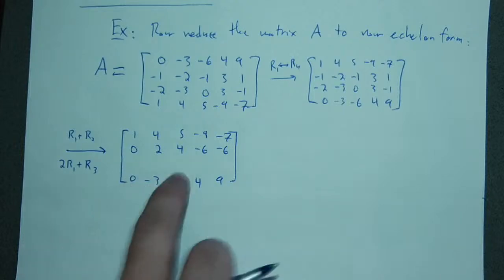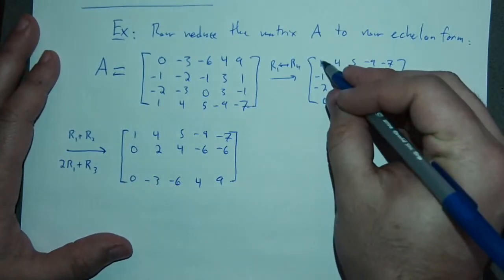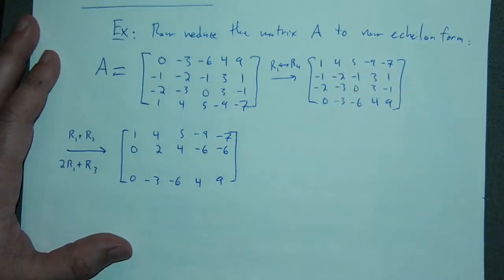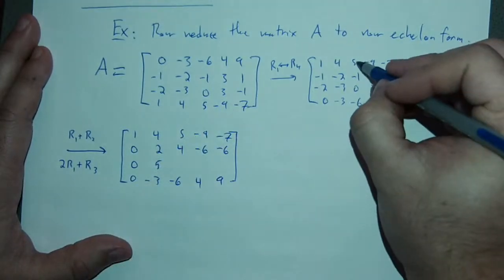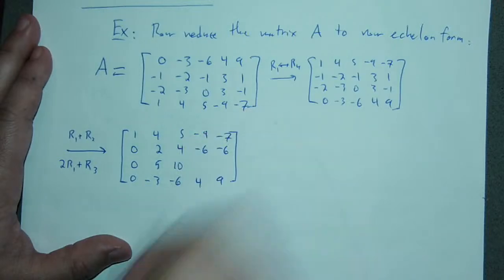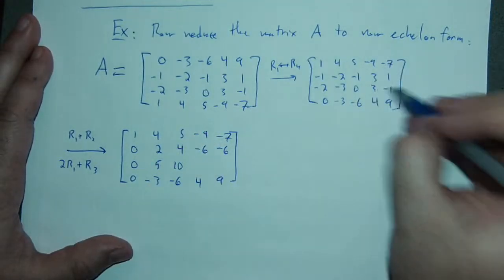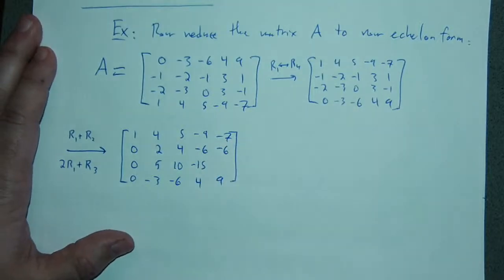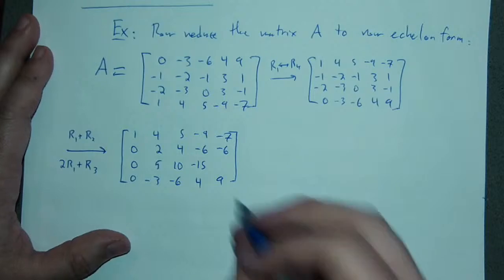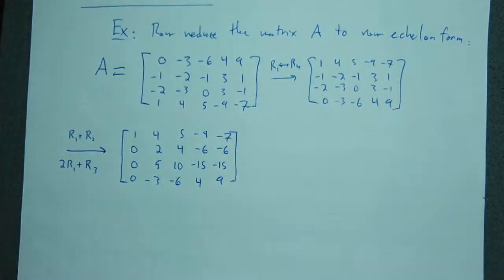And then this third row is, so 2 times 1 plus -2 is 0. 2 times 4 plus -3 is 5. 2 times 5 plus 0 is 10. 2 times -9 plus 3 is -15. And 2 times -7 plus -1 is -15. Oh, look how nice that turned out.